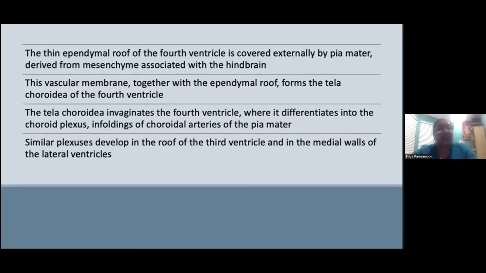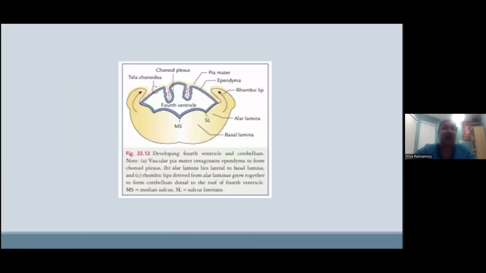So the thin roof of the fourth ventricle is covered by your pia mater that is derived from mesenchyme associated with your hindbrain. Then you have the vascular membrane together with this ependymal roof, forming the tela choroidea of the fourth ventricle. And you have invagination of the fourth ventricle roof where it then differentiates into the choroid plexuses and enfoldings of choroidal arteries of the pia mater. And of course, you would have these plexuses developing within the roof of the third ventricle as well as the lateral ventricles, in order to secrete your ventricular fluid, which then becomes your CSF eventually.